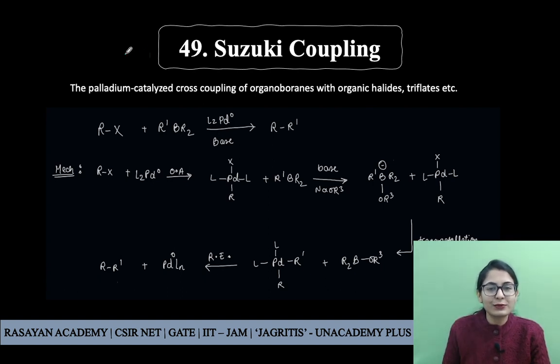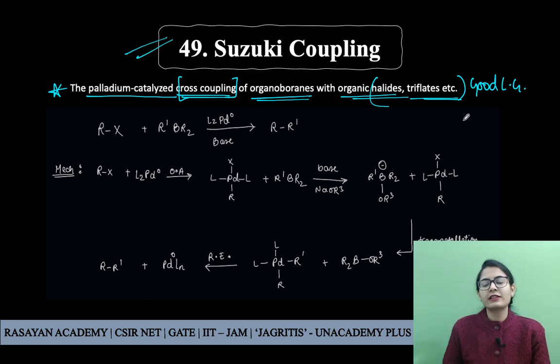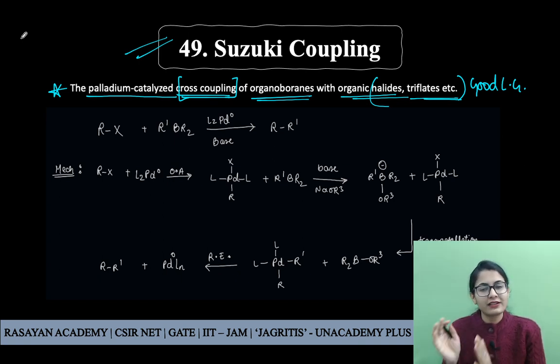Third reaction is Suzuki coupling. I know that you have already heard about this a lot of times. So it is a palladium catalyzed cross coupling. Now these cross coupling mechanisms are way too easier. It is cross coupling of organoboranes with organic halides, triflates, etc. Whichever is a good leaving group, we just need a good leaving group. What happens in the cross coupling reaction is oxidative addition, transmetallation, reductive elimination. 3 steps. Okay, very simple.